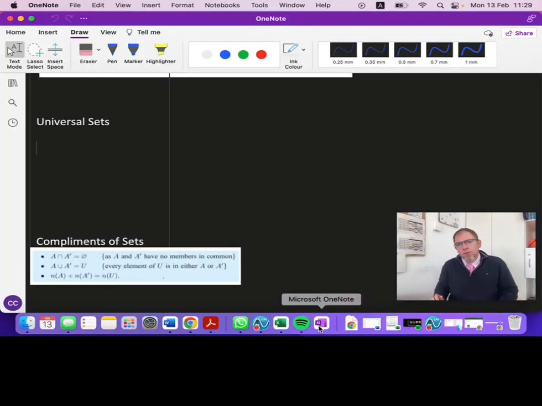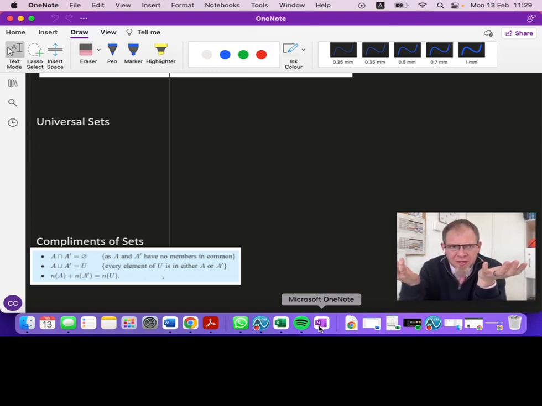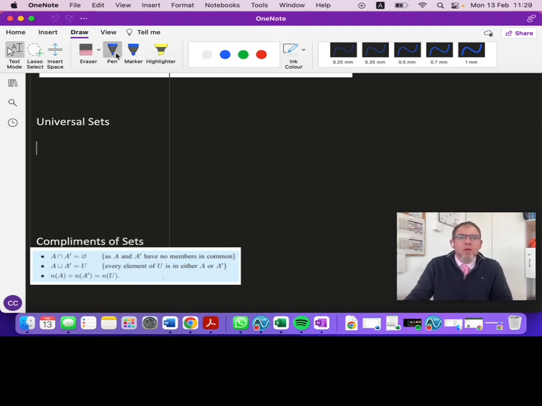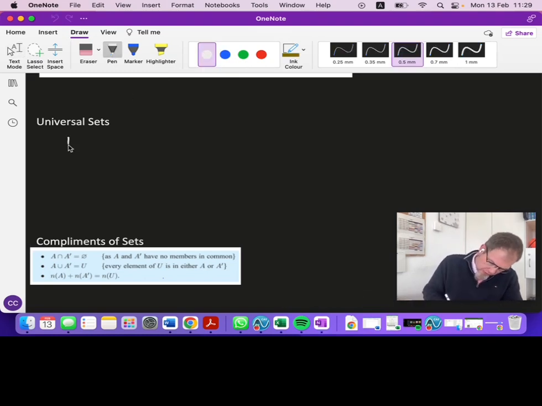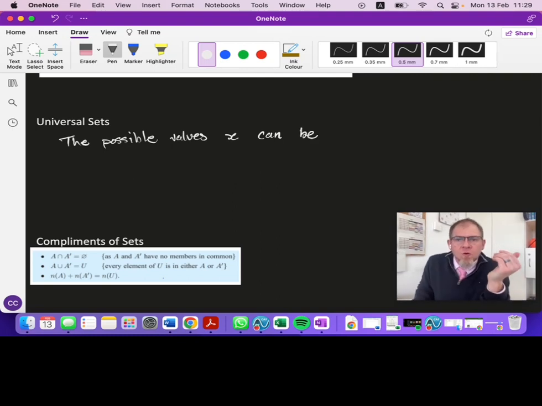Today, or the rest of today, we're going to look at a couple of concepts, and then we're going to try a problem together dealing with this idea of a universal set. So what a universal set is, let's say, is the possible values x can be.